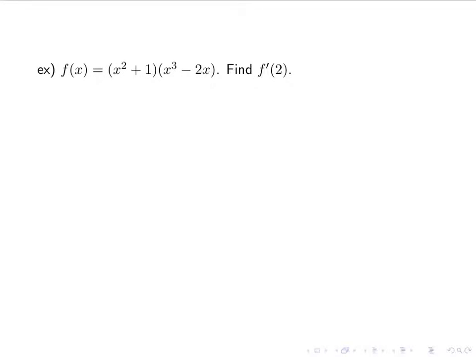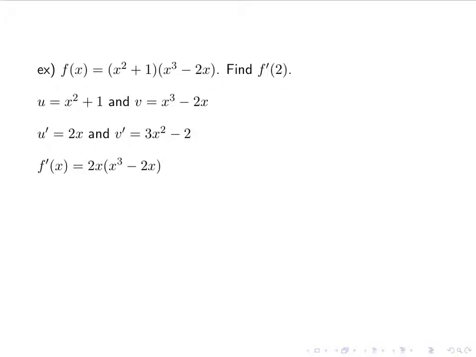So let's do another one. F of x equals x squared plus 1 times x cubed minus 2x. And we're going to find not only f prime of x, but f prime of 2. So again, we'll let u be the first factor, let v be the second factor. And we'll differentiate. U prime equals 2x, v prime equals 3x squared minus 2. And then we'll start plugging it in. So again, our first term is u prime times v plus v prime times u.